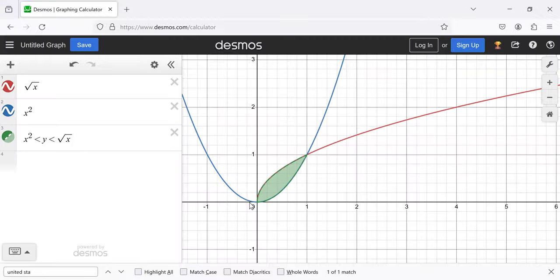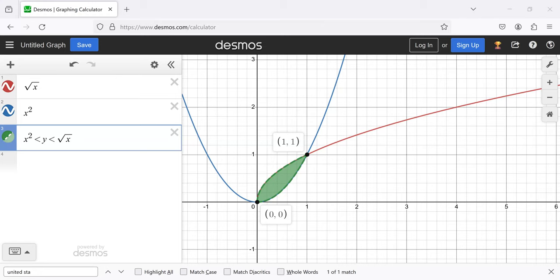For the limits of integration, notice that this region begins where these curves touch each other, and it ends where these curves touch each other. Limits of integration in these problems are going to be points of intersection, points where the curves touch.